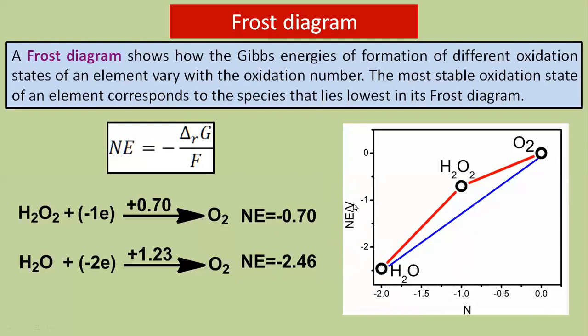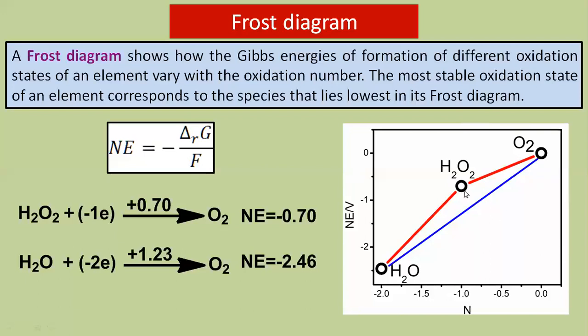Now you just plot it and you'll see the situation. The most stable oxidation state you can determine from the graph is water, because it is lying lowest in your Frost diagram. Okay, so one more piece of information I want to tell you is that disproportionation you can also explain with the help of the Frost diagram in a very easy way.